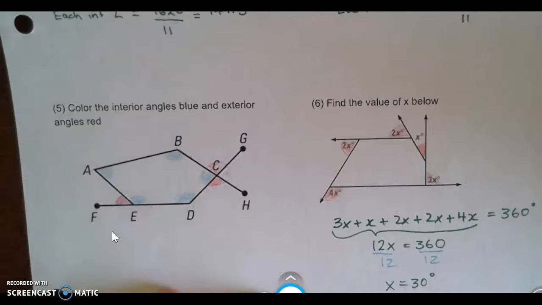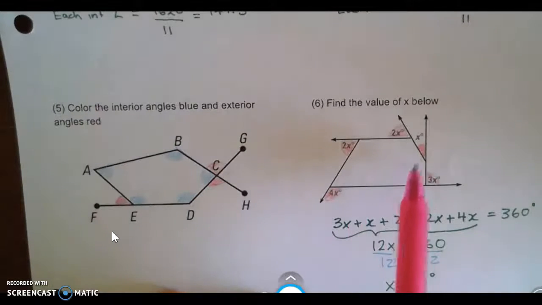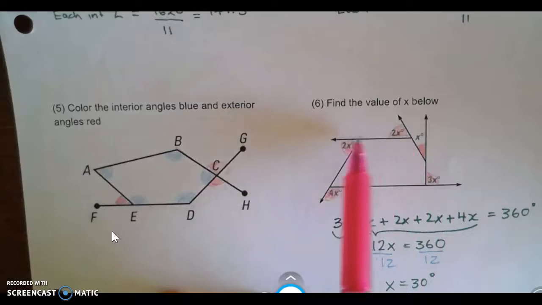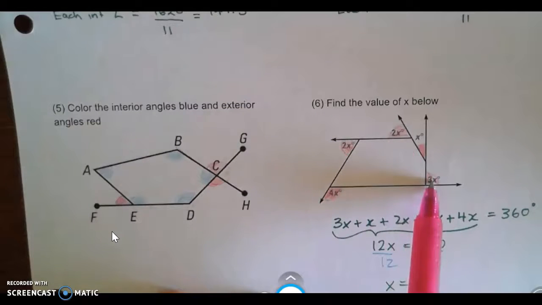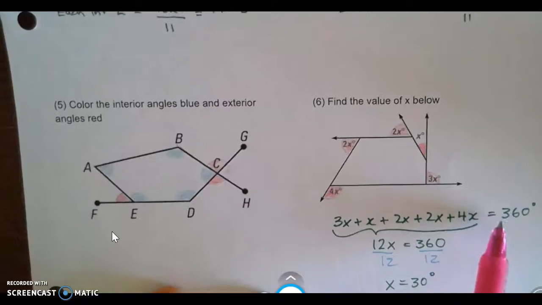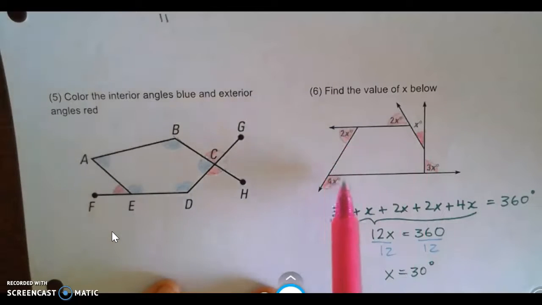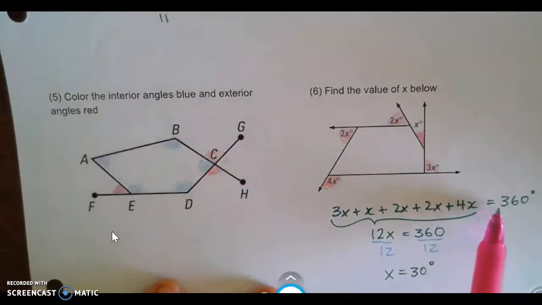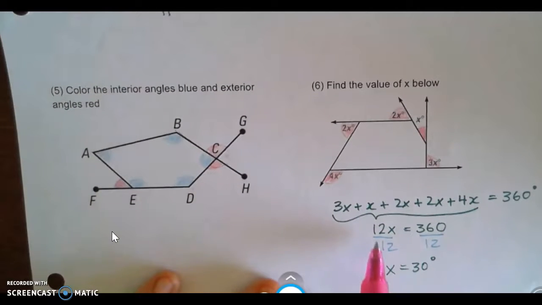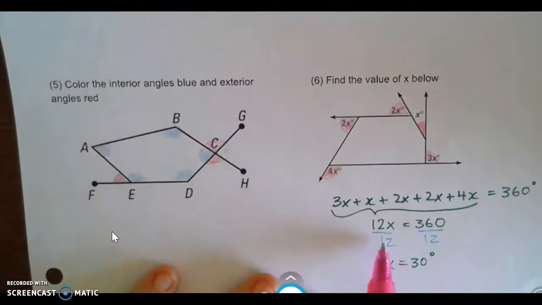Number 6, find the value of x below. We know that all of these are exterior angles, and they add up to 360 degrees. So 3x plus x plus 2x plus 2x plus 4x add to 360 degrees. So we are left with 12x, which is equal to 360 degrees. Divide both sides by 12 and you get x is equal to 30.